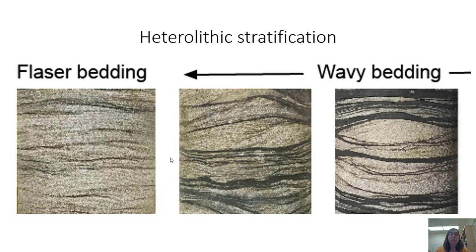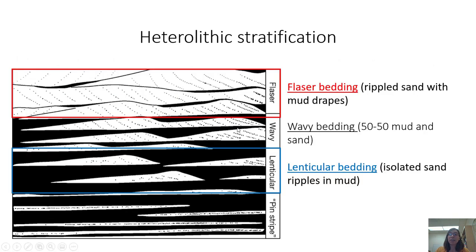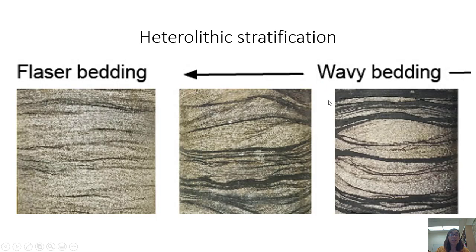Let's look at some real-life pictures of heterolithic stratification. On the left-hand side, you're seeing flaser bedding. Remember, flaser bedding is where we have rippled sand with a little bit of mud. So you can see this is primarily sand with some thin mud horizons. Then we move into wavy bedding. So you can see the increased proportion of mud in this wavy bedding. So we have these sand ripples with thicker mud drapes.